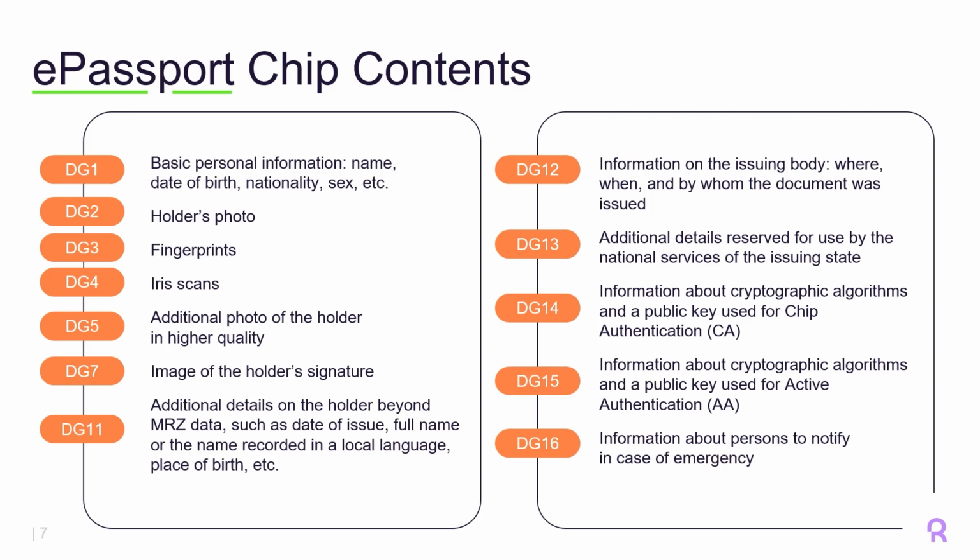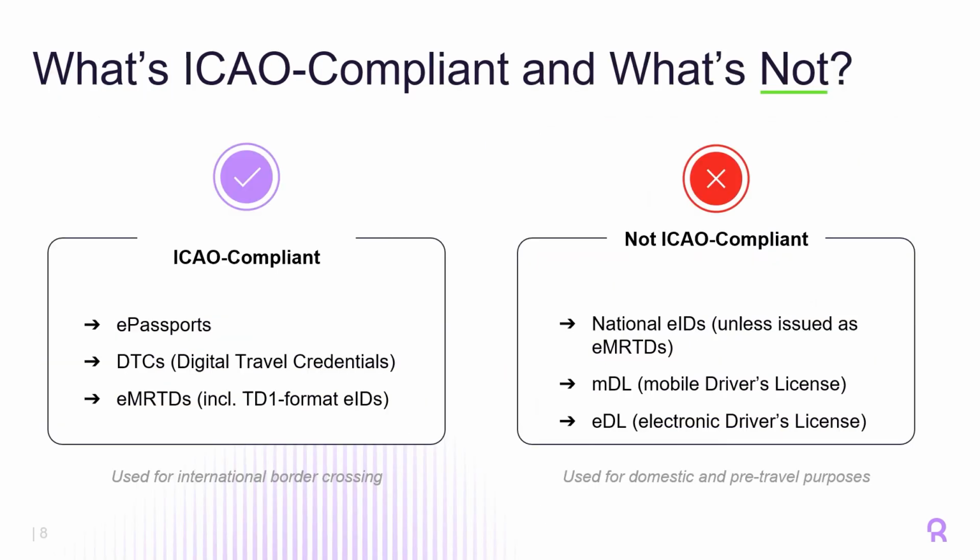ICAO sets international standards for machine-readable travel documents, defined in Doc 9303 and supported by Annex 9 of the Chicago Convention. According to these standards, ePassports, digital travel credentials, and eMRTDs, including those in TD1 format, are considered ICAO compliant. At the same time, many national EIDs may look like ICAO-compliant documents but are not actually issued as eMRTDs. That's an important distinction. Only when they follow the full ICAO specifications and are issued for international travel purposes can they be considered compliant.